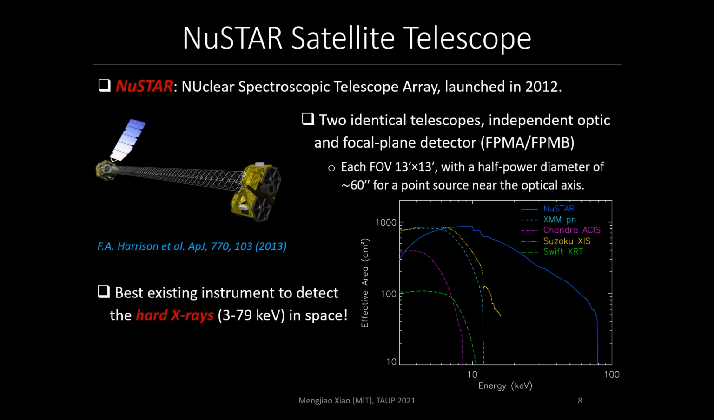Each telescope subtends a field of view of about 13 by 13 arcminutes, with a half-power diameter of around 60 arcseconds for a point source near the optical axis. More technical details can be found in this paper. This plot compares the energy range for various X-ray telescopes. So NuSTAR is the best existing instrument to detect hard X-rays in space.